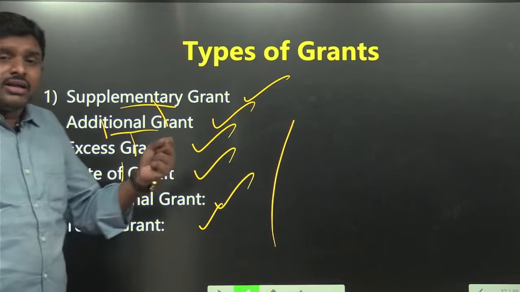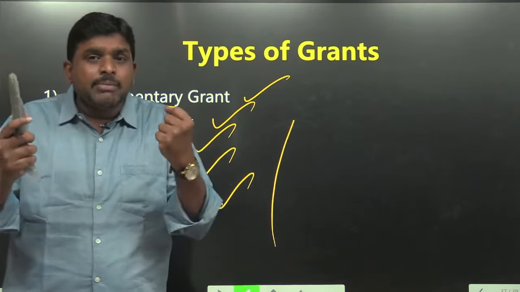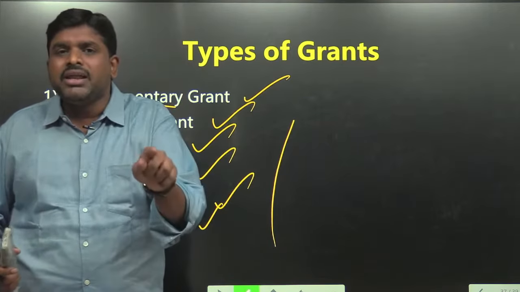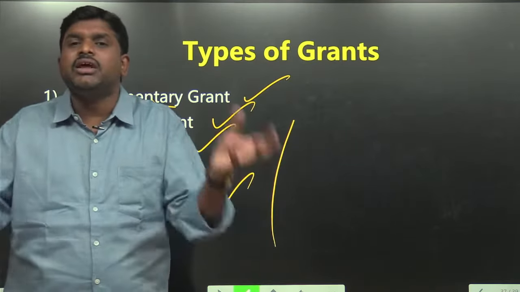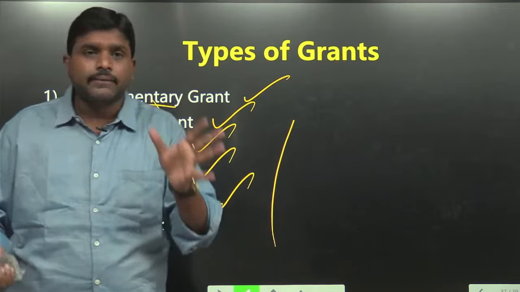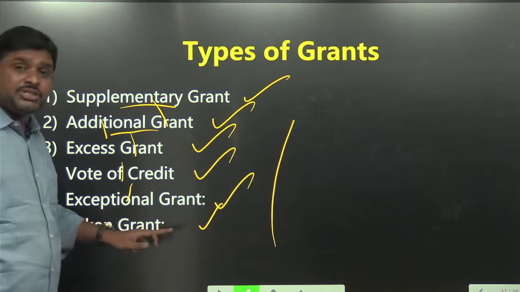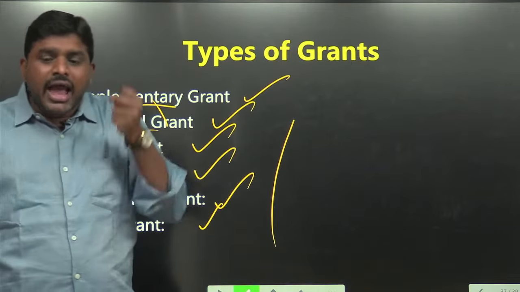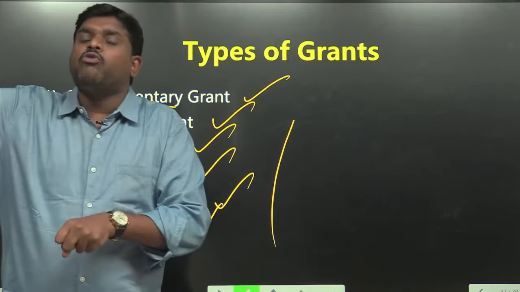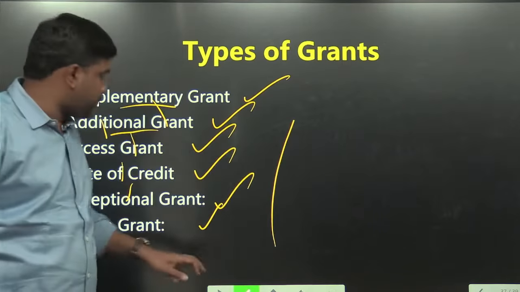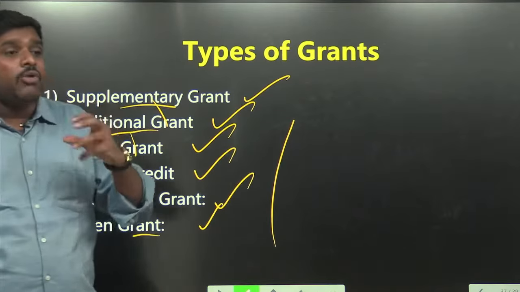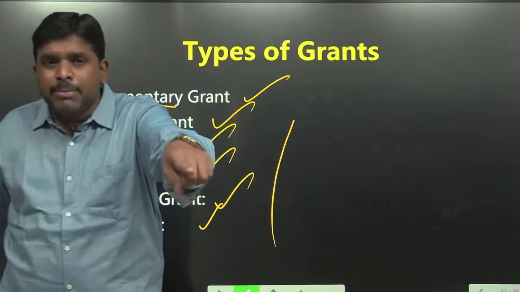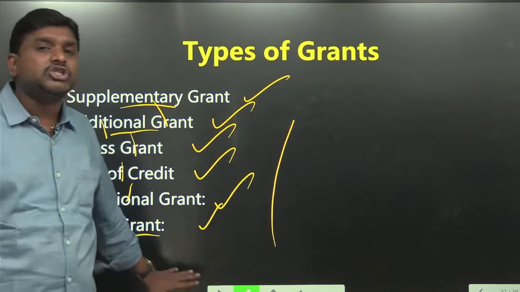Vote of credit. The central government will have some amount with it, so that it can spend the money in any exigency, in an emergency situation. It is called a vote of credit. Exceptional grant. Sometimes in an exceptional situation, I can draw the money and use it, then go for voting. It is called an exceptional grant. Token grant. Now I can keep a request, and when it is passed in the parliament, then only I can take. It is called a token grant.